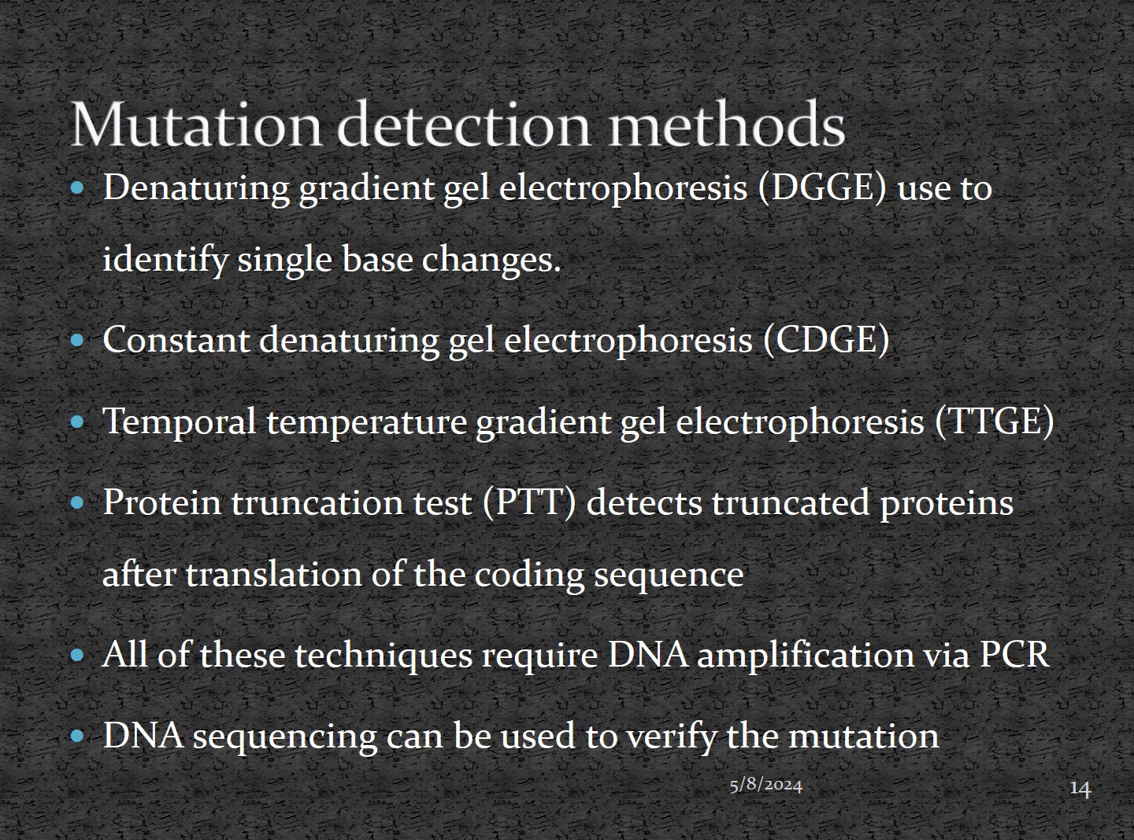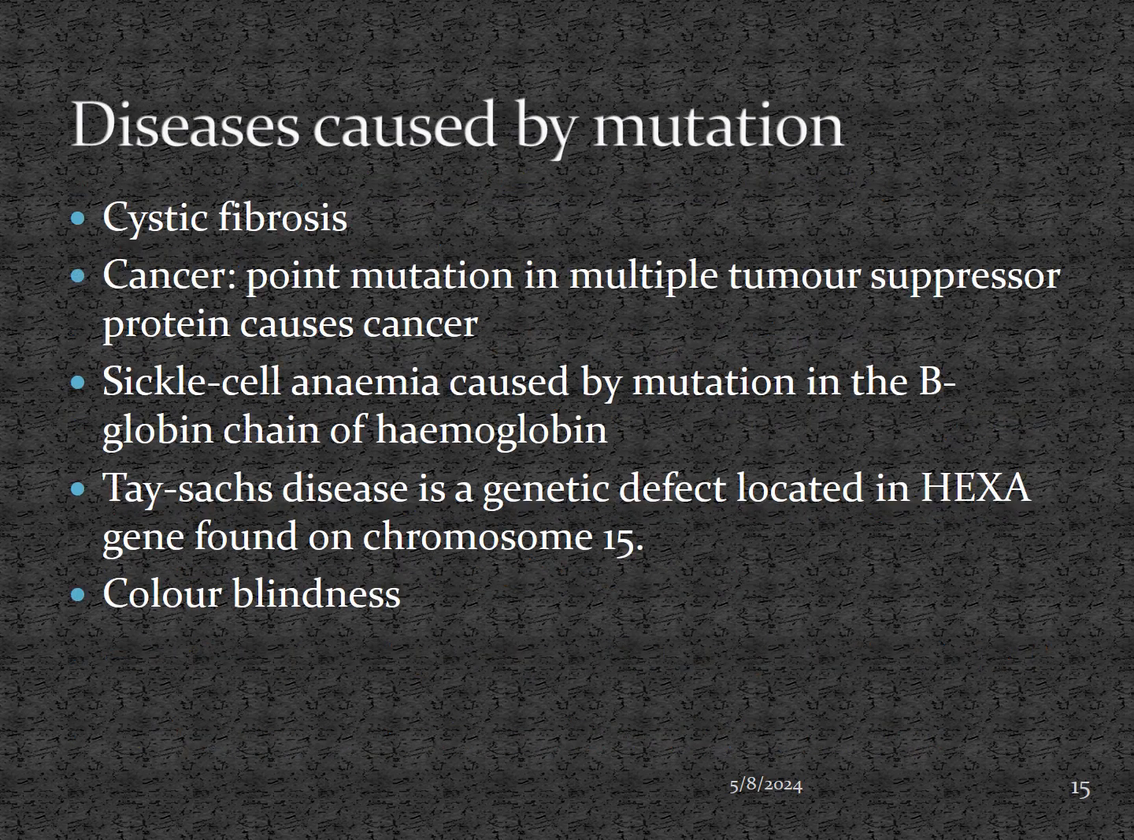These are some methods that you can use to detect mutations. We have denaturing gradient gel electrophoresis, constant denaturing gel electrophoresis, temporal temperature gradient, and then diseases that can be caused by mutation. We have cystic fibrosis, cancer, sickle cell anemia, Tay-Sachs disease, and blindness.